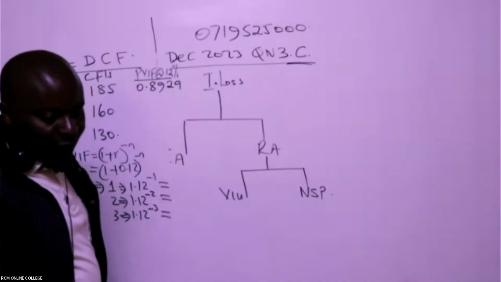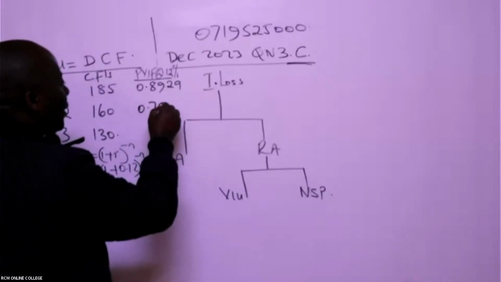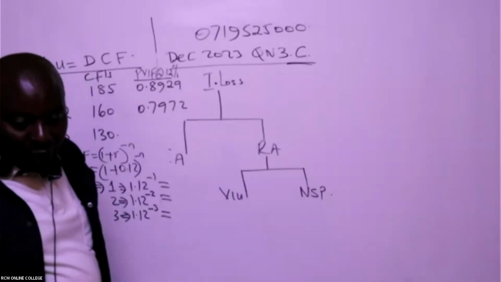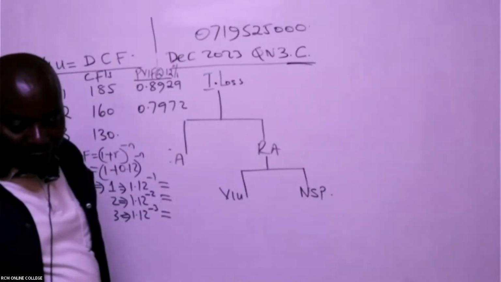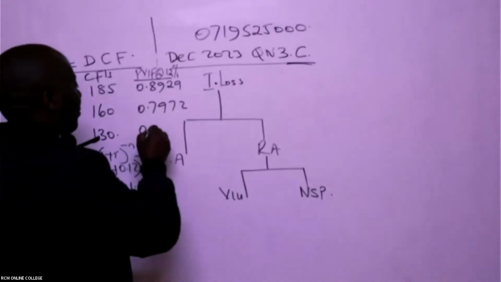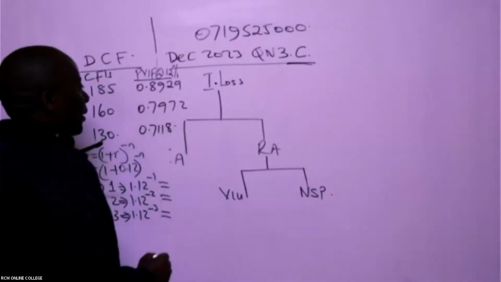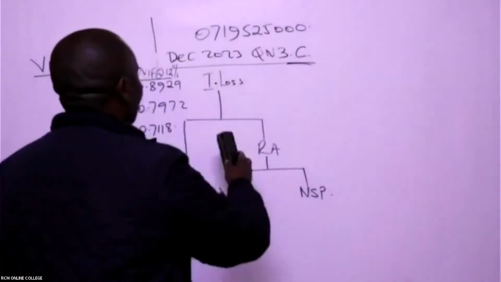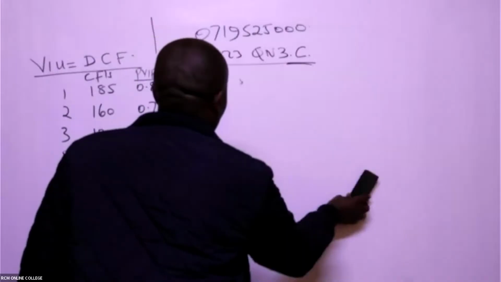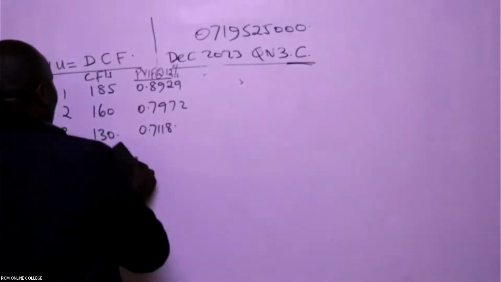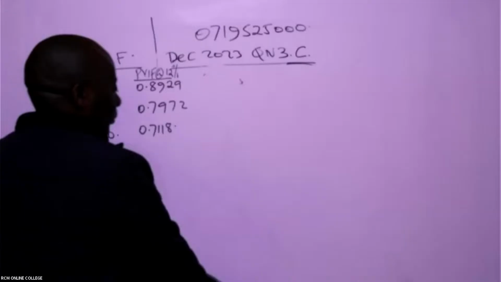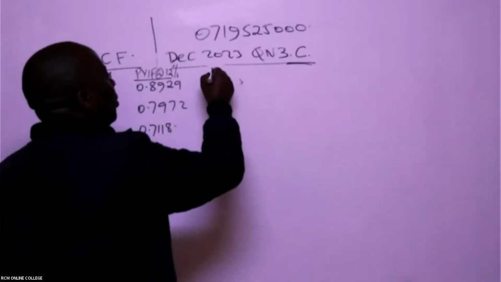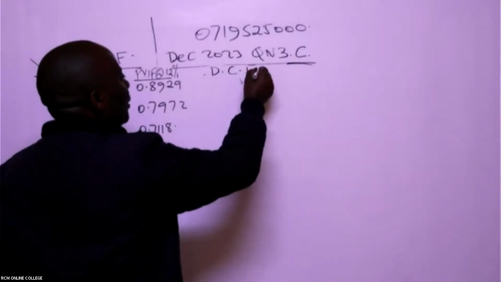So the first one I'm being given here is 0.8929, then 0.7972, and lastly we have 0.7118.